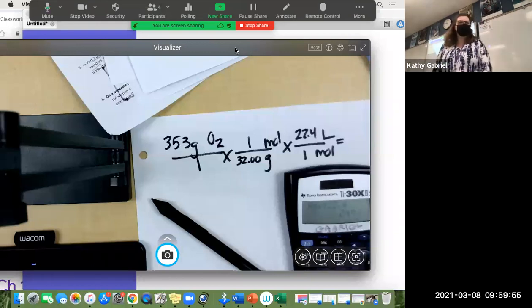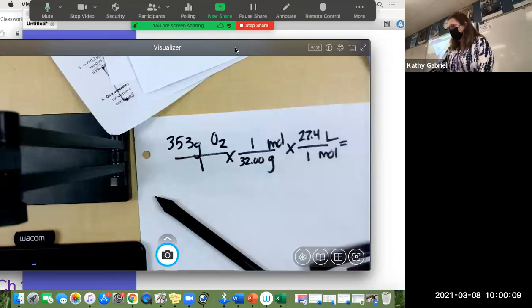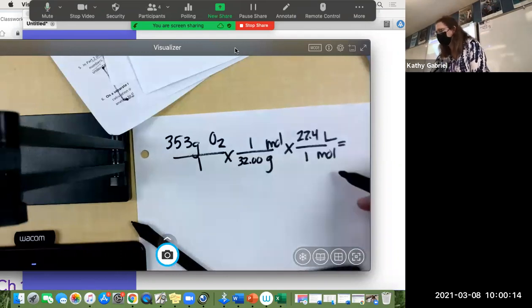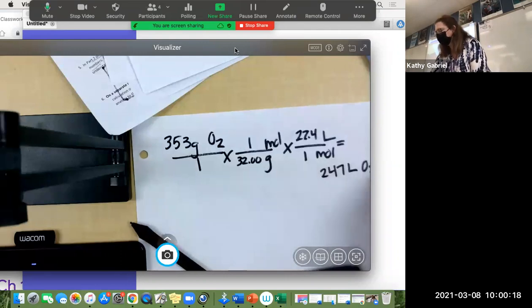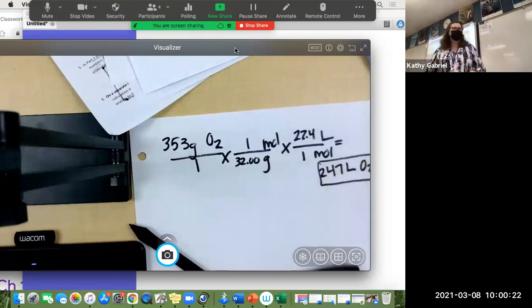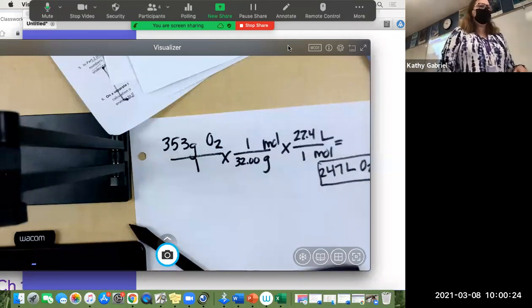You probably can't read it. All right, people at home, is that how you set it up? Give me thumbs up if you're good. Okay, excellent. Veruca got it in there. So I got 247.1. I'm going to round it to 3 sig figs. 247 liters of oxygen is my final answer. Okay. All right, I'm going back to the other screen.